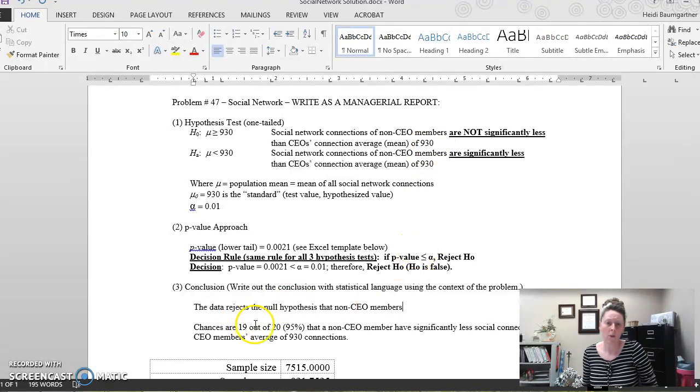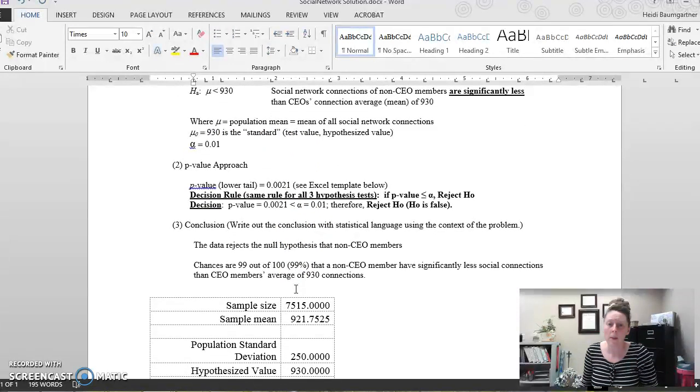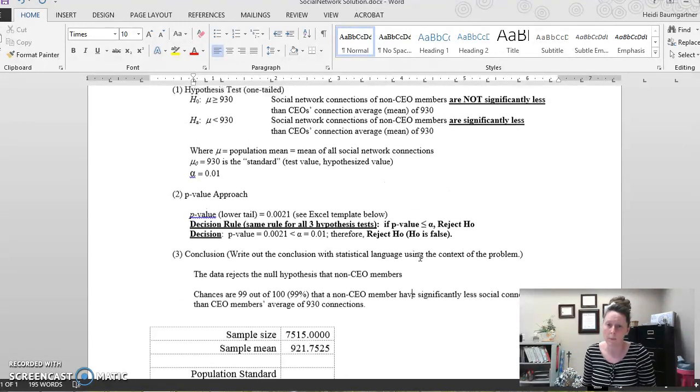So stated in another way, chances are 99 out of 100, or 99%, because we changed our level of significance in this example to 0.01. Chances are 99 out of 100, or 99%, that a non-CEO member has significantly fewer social connections than the CEO member average of 930 connections.